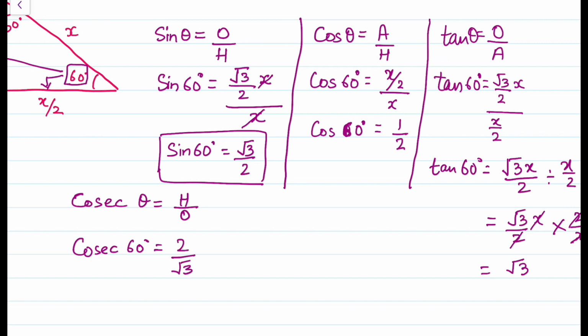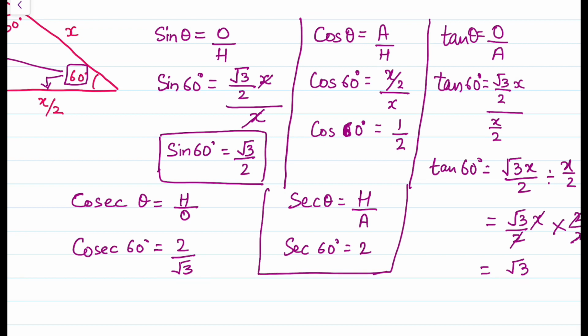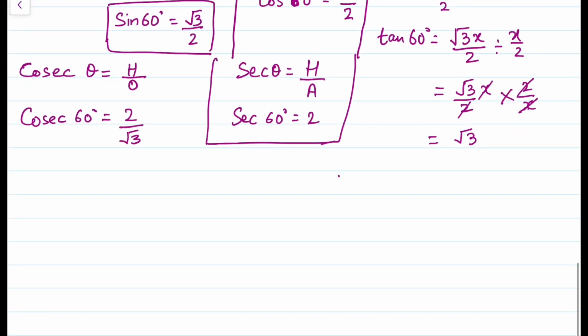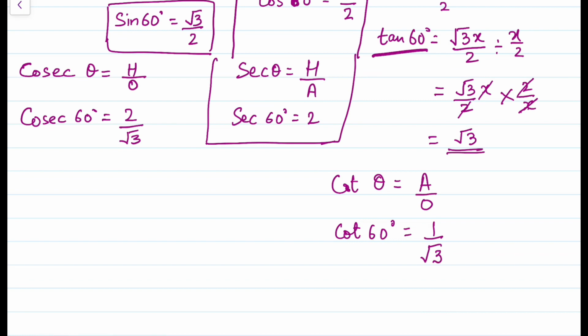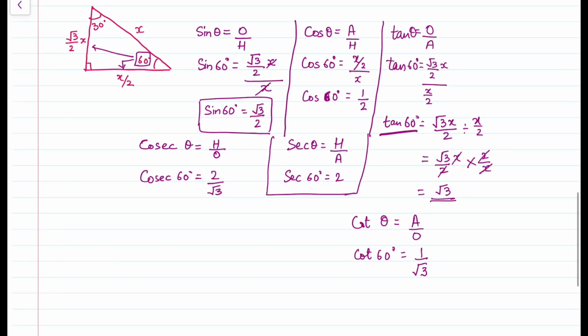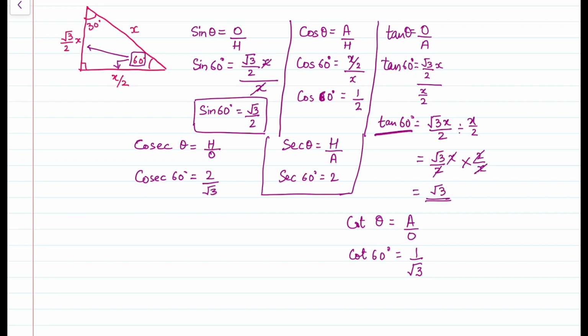We are just going to do the reciprocal of that, right? So similarly, sec theta is the reciprocal of cos, so it's going to be h over a. So sec 60 degree is going to be 2 over 1. All right, and the last one is cot. So cot theta will be equal to adjacent over opposite. We've got tan 60 is root 3, so cot 60 degree is going to be 1 over root 3. Right, so that is what we have got using the 60 degree angle.